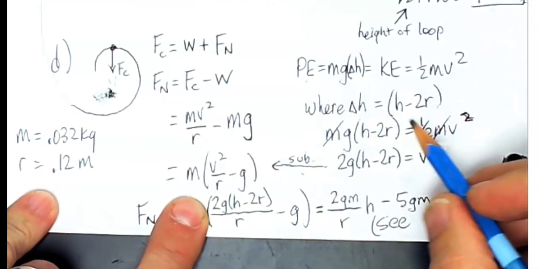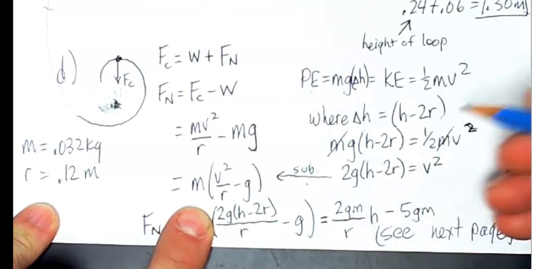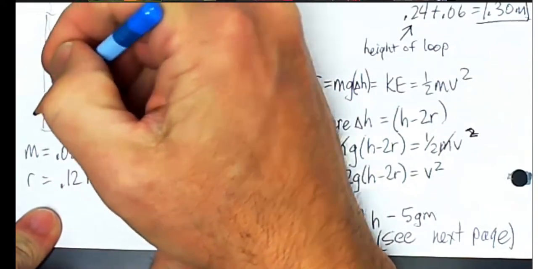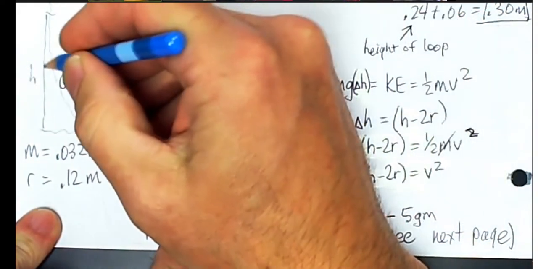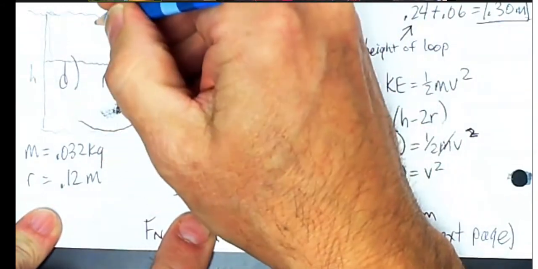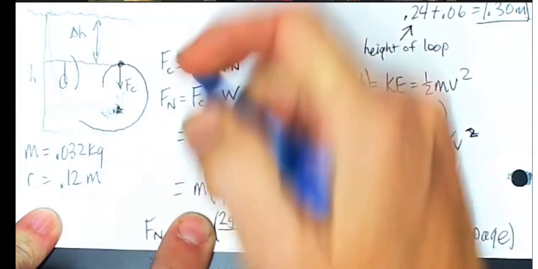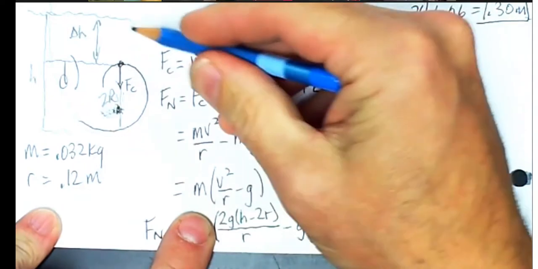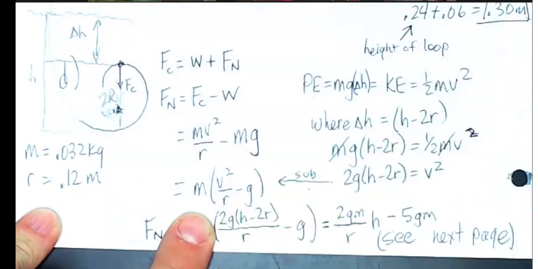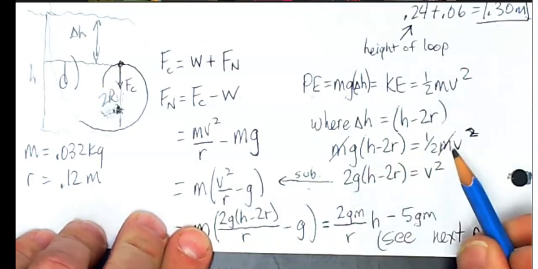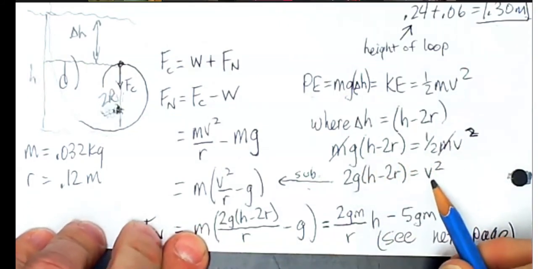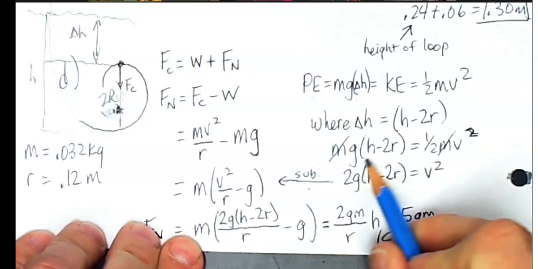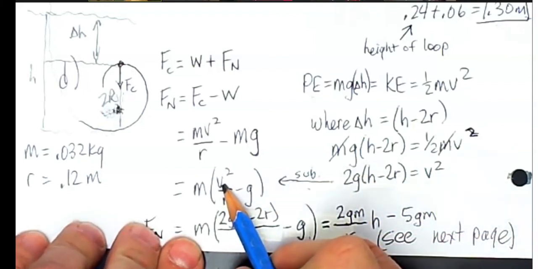Okay? And what is delta h? Well, that's h minus 2r, right? This up here is my height from the ground. There's h. And then delta h is here, right? And this height right here is twice the radius of the circle. So my delta h then is h minus 2r. Okay, as usual, m's cancel out. And now I see that here's my velocity as a function of my starting position. So I'm going to take that and sub it in right here for v squared.